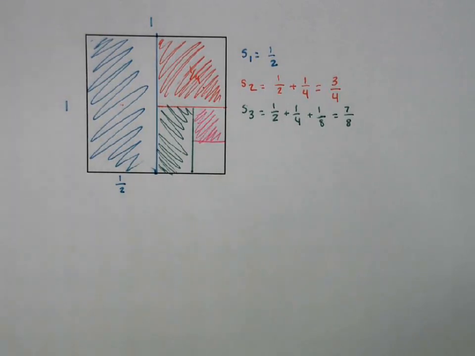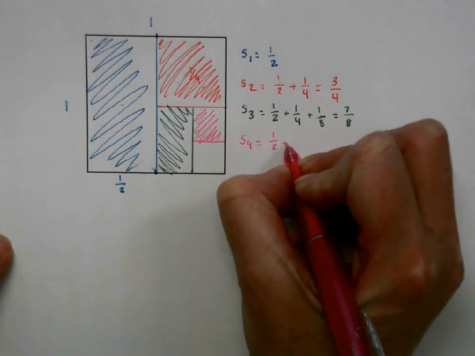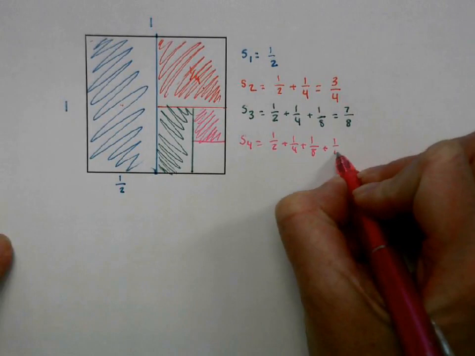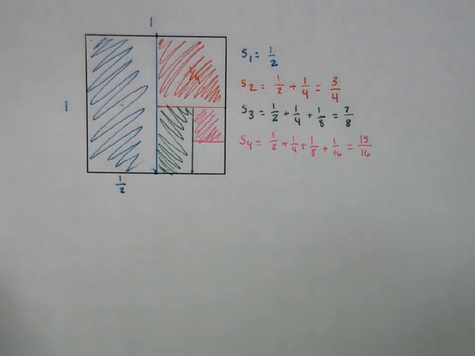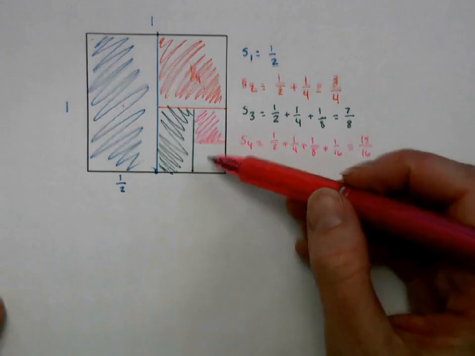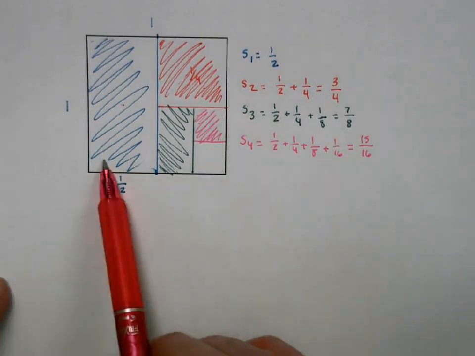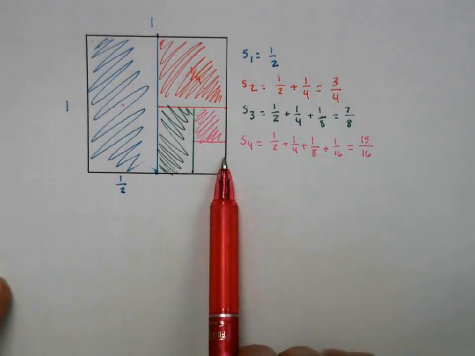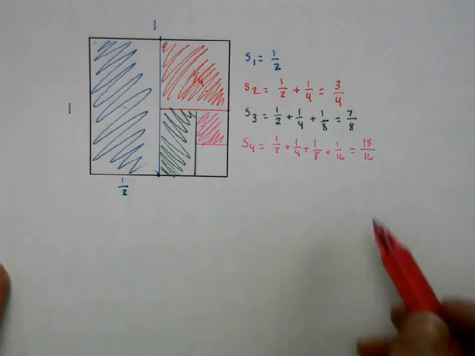We'll add on one more half, so this is 1/2 plus 1/4 plus 1/8 plus 1/16, which is 15/16. So geometrically, if I keep going, we're going to get half and half and half and half and half and half, but it's still only going to occupy the area of this square. So even though we're adding an infinite number of terms, the sum of this is going to be 1.